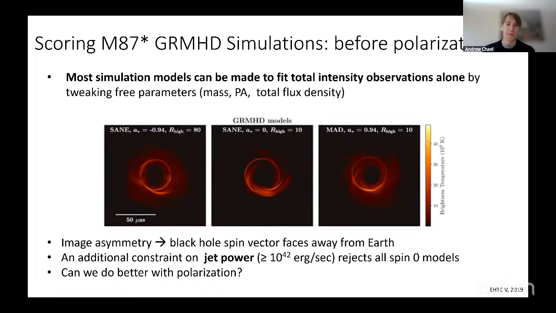So we can scale things like the mass and the total flux density. This basically tells us that our overall paradigm is very successful at explaining what the black hole images looked like in total intensity, but we weren't able to say much more about the details and the physical parameters within that paradigm before we had polarization.